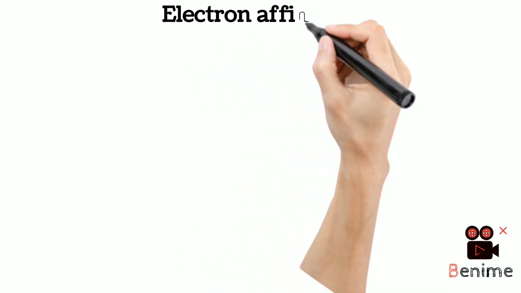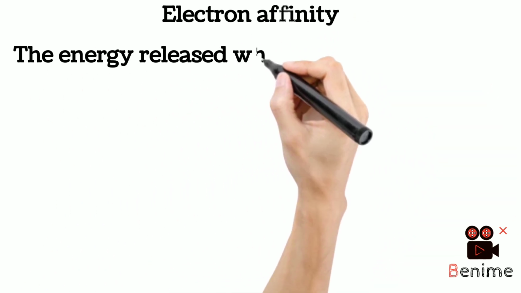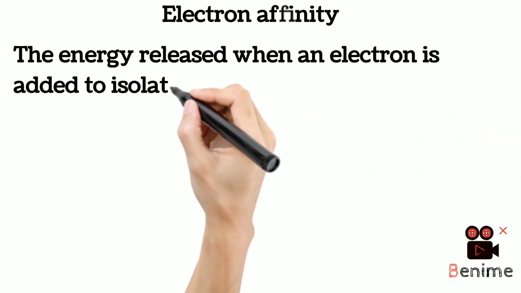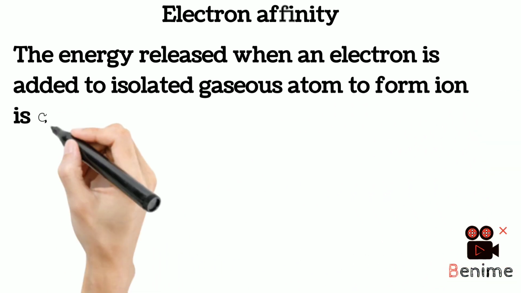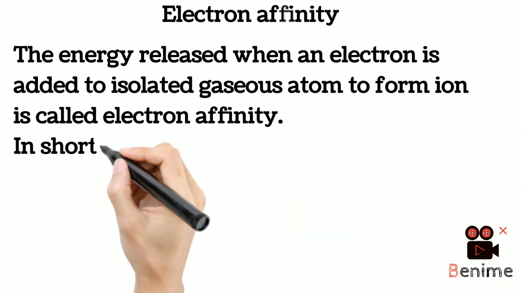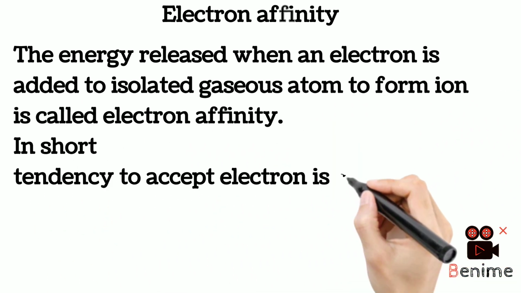Electron affinity. The energy released when an electron is added to an isolated gaseous atom to form an ion is called electron affinity. In short, the tendency to accept an electron is called electron affinity.